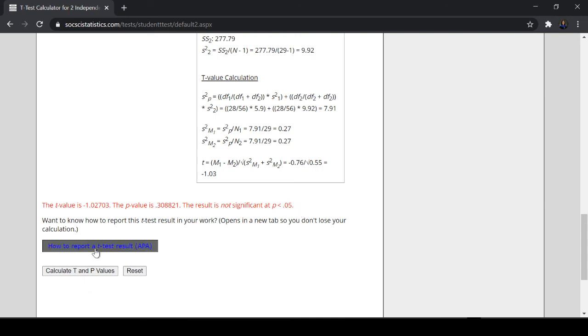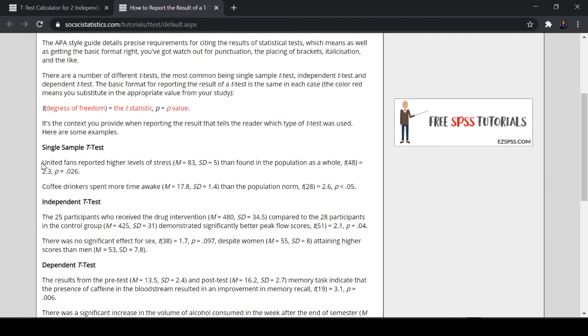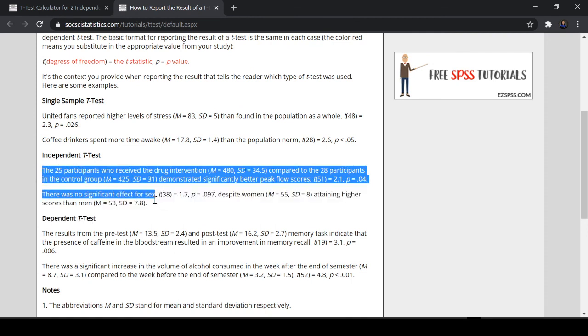Okay, then we can just check how to report a t-test result using APA. So let me just check it. And for this, let's have independent t-test. You can have this copied as a template, but not the values, of course. You can just make it as your reference so that you will not have any problems looking for a reliable template for your reporting in independent t-test.